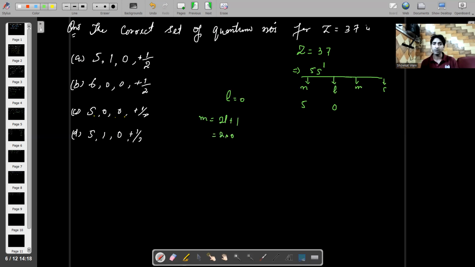That means 2 into 0 plus 1. 2 into 0 plus 1 is 1 value, and that 1 value starts from the 0. तो m भी 0 होगा, और s क्या होगा? या प्लस हाफ होगा या माइनस हाफ होगा, प्लस माइनस हाफ. अब देखो 5 0 0 plus minus half. So this is the correct option.